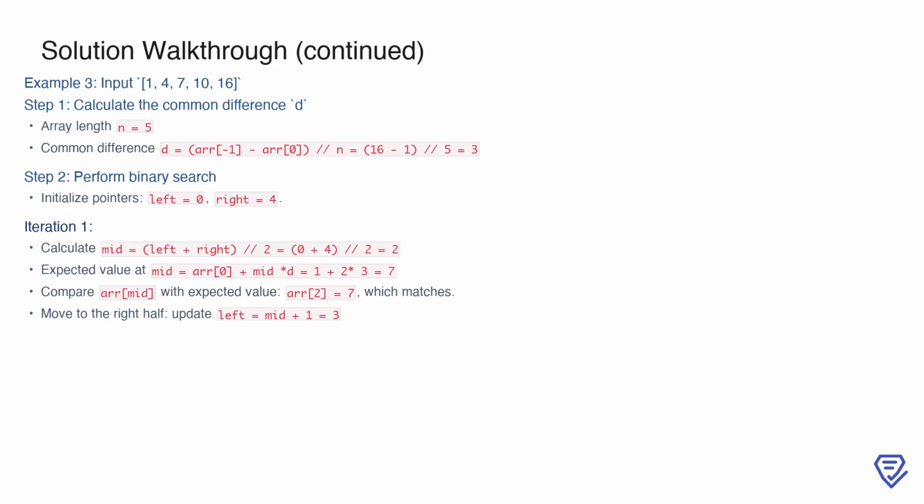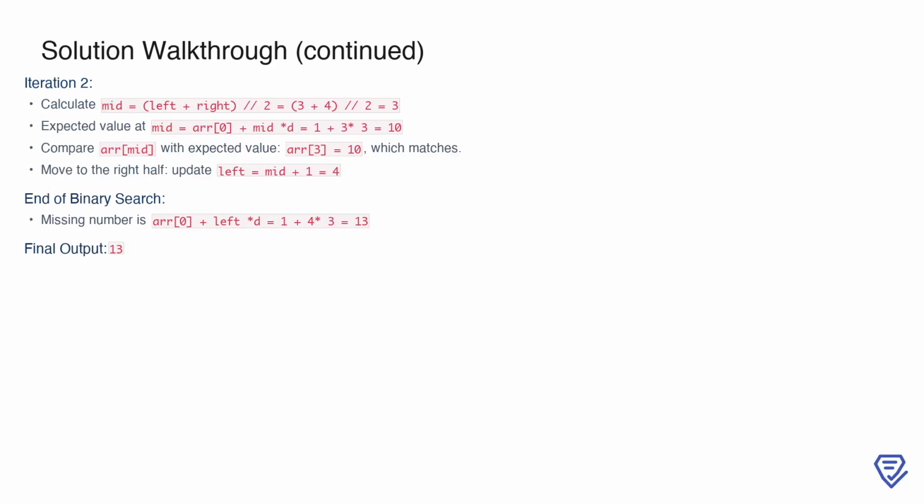The expected value at this index is ARR[0] + mid * d, which evaluates to 1 + 2 * 3 equals 7. Since ARR[2] matches this expected value, we narrow our search to the right half by updating left to mid + 1, which becomes 3. In the second iteration, we calculate the middle index as mid equals (left + right) / 2, which evaluates to (3 + 4) / 2 equals 3.